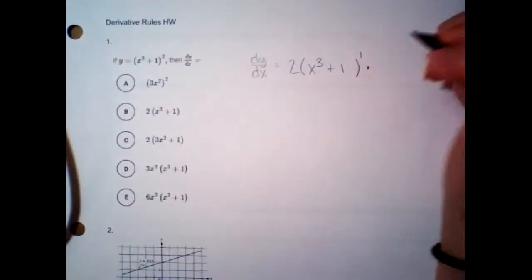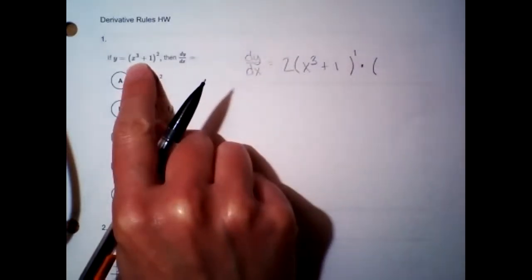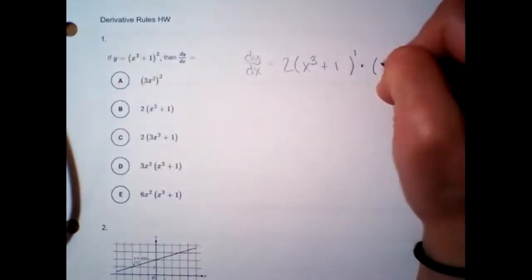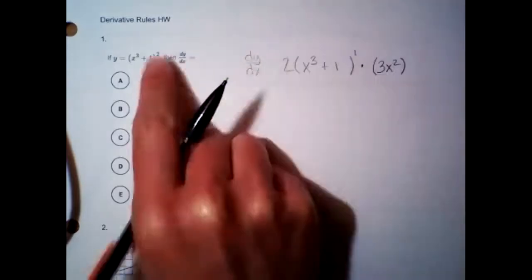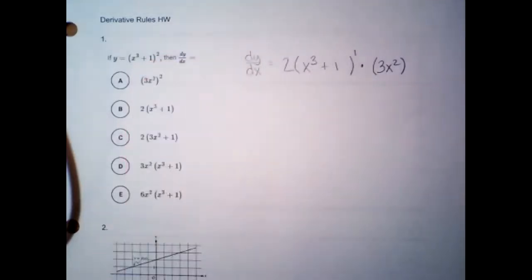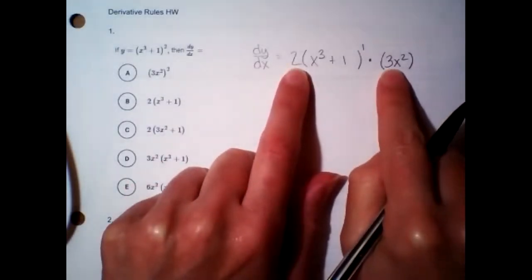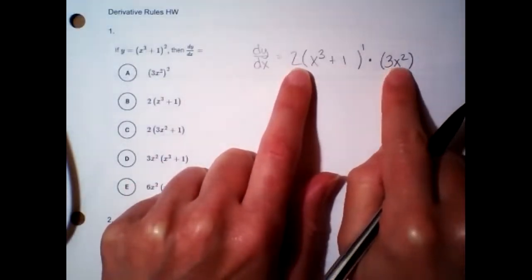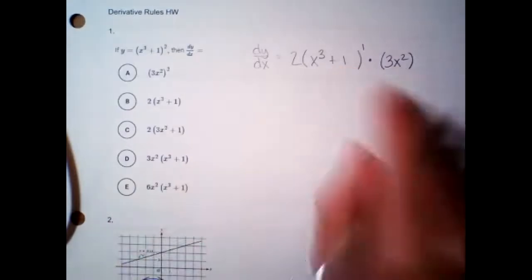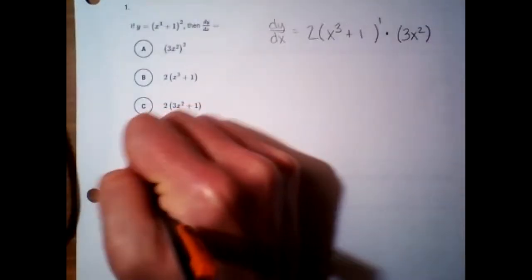And then we're going to chain on the derivative of the stuff inside, which would be 3x squared. The plus 1 is a constant, so that is gone. And then we're looking for which choice matches this. What they did is they multiplied these together and got the 6x squared that's out front, and then times the x cubed plus 1. So that one is E.